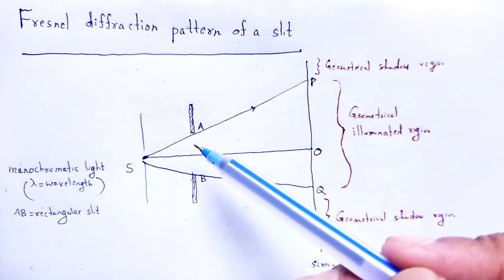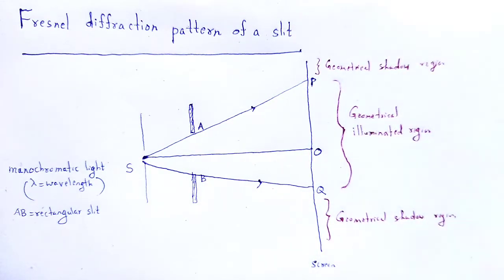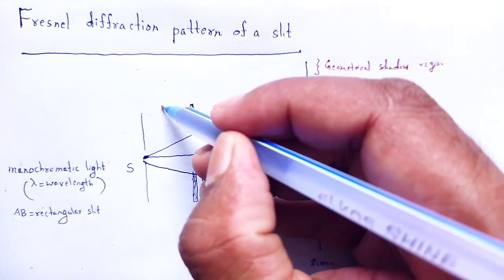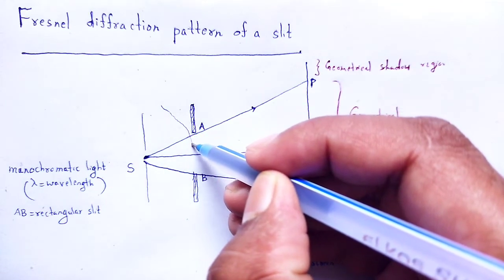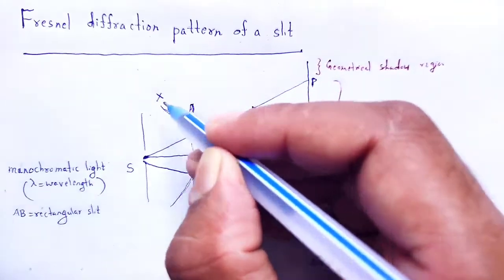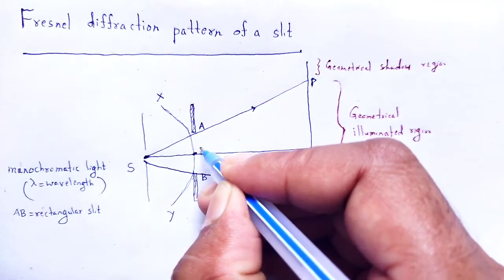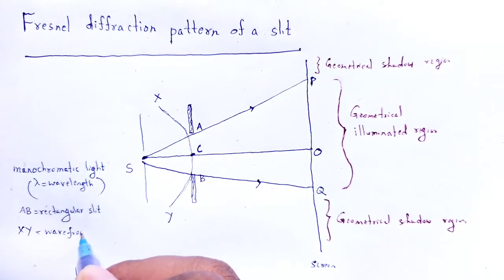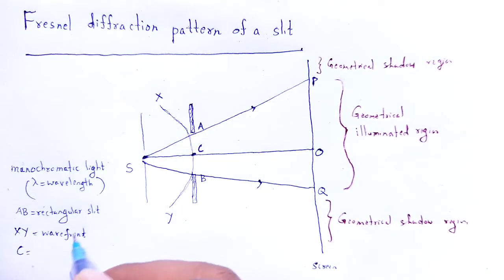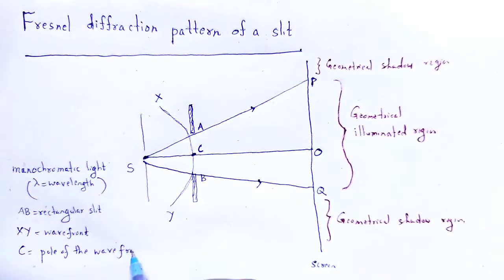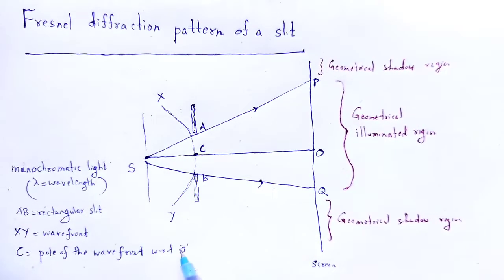Due to that rectangular slit, we obtain the diffraction pattern on that screen. So, what type of diffraction pattern do we observe? Look here, from that source we consider the wavefront. XY is the wavefront, and C is the pole of that wavefront with respect to the point O, that is the center of the screen.